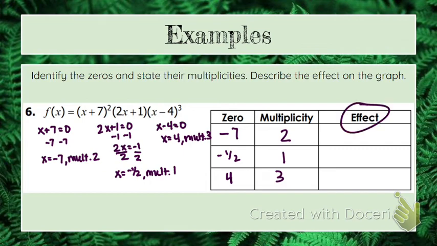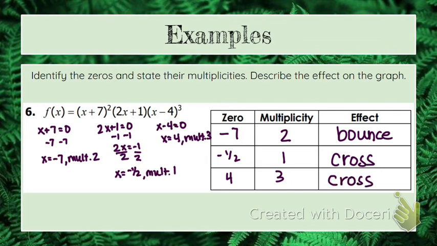So now the effect is what we just talked about. Does it cross or does it bounce? So even numbers bounce, multiplicity of 2, bounce. Odd numbers cross. So that's what you want to end up with, is all of this filled in. We want all of those things.